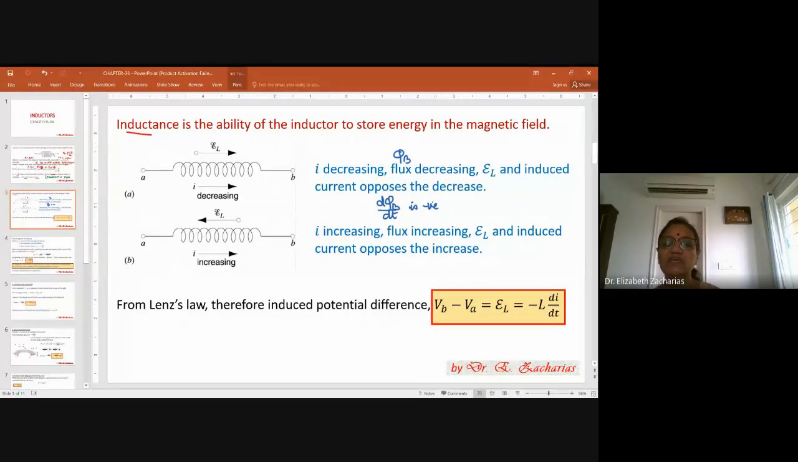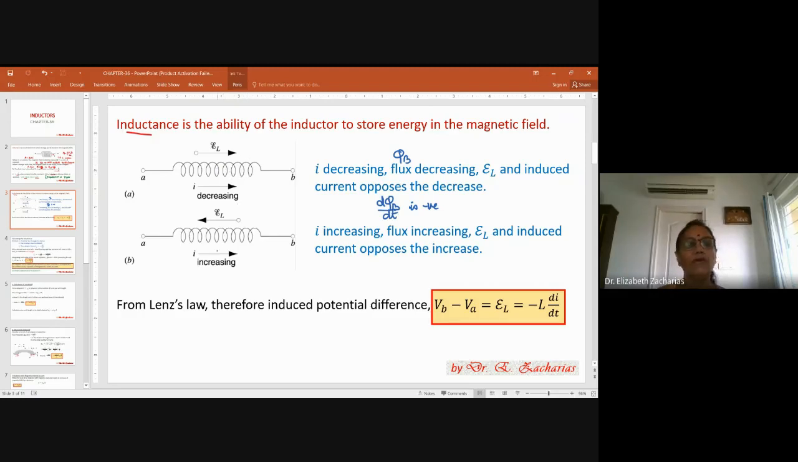Okay, d phi by dt is negative. Therefore, you are going to get an EMF in the direction of the magnetic field or current. You're going to get an EMF to oppose this decrease. Therefore, it is going to be in the direction of the current or the flux.